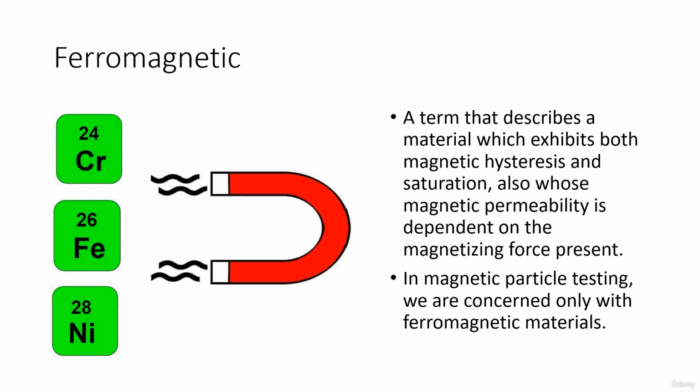Magnetic particle testing, we're only going to do ferromagnetic materials. We previously talked about dye penetrant testing, and there we could use it on all types of materials. Here we can't. We can only use it on ferromagnetic materials. If we can stick a magnet to it, it'll work. If we can't, this process is not going to work.